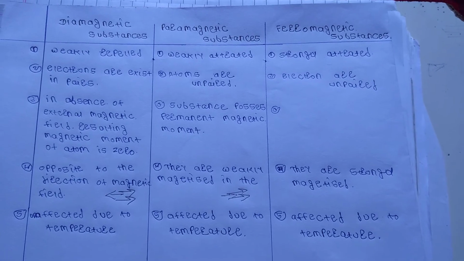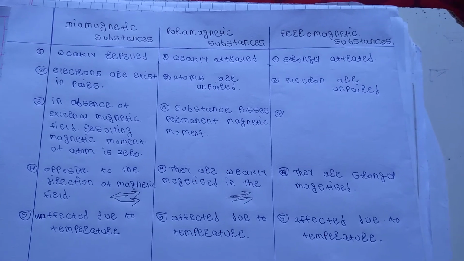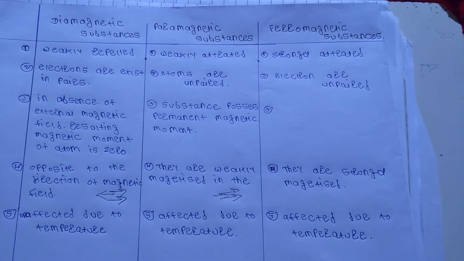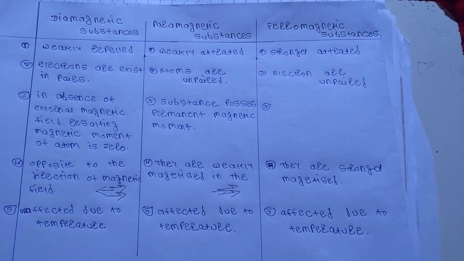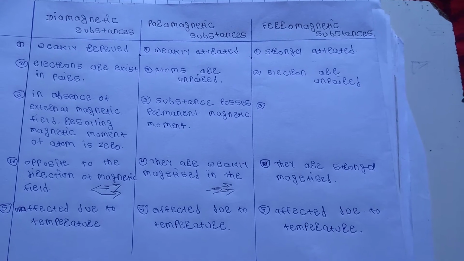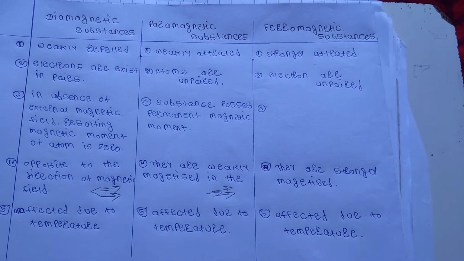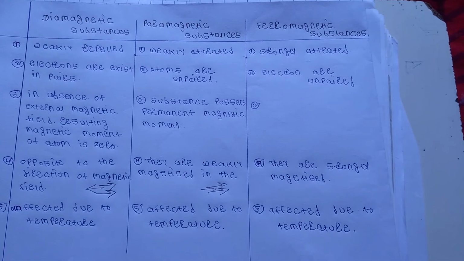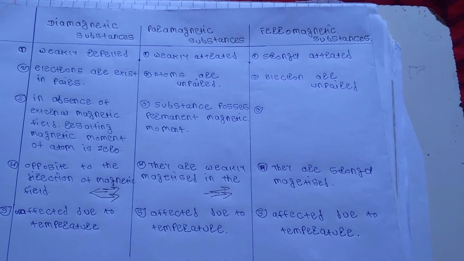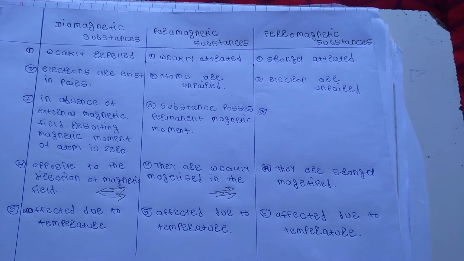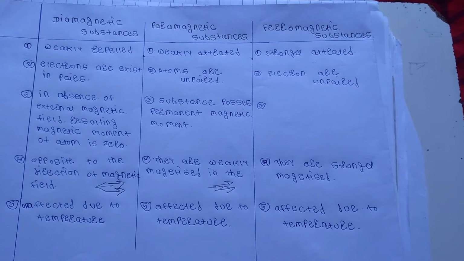The second point is that in the diamagnetic substances, the electrons exist in pairs. All the electrons of the diamagnetic substances are paired, and in the paramagnetic substances, one or more electrons are unpaired. But in the ferromagnetic substances, all the electrons are unpaired.